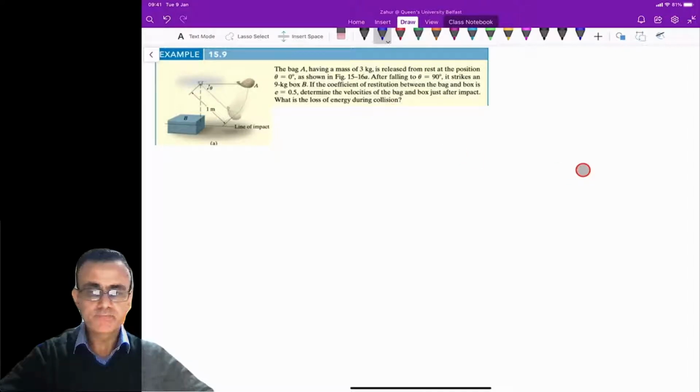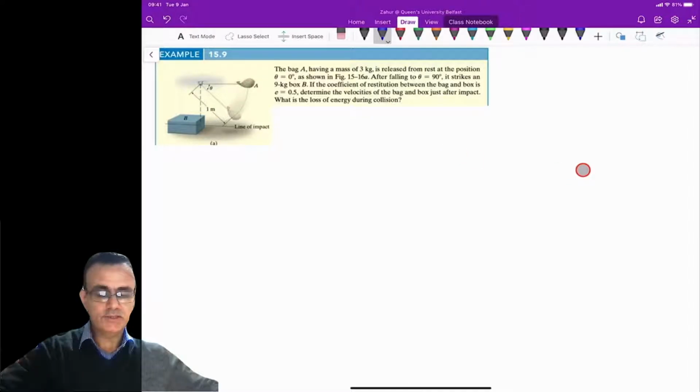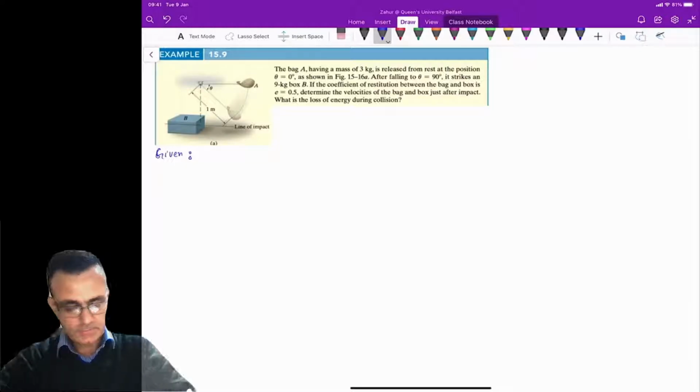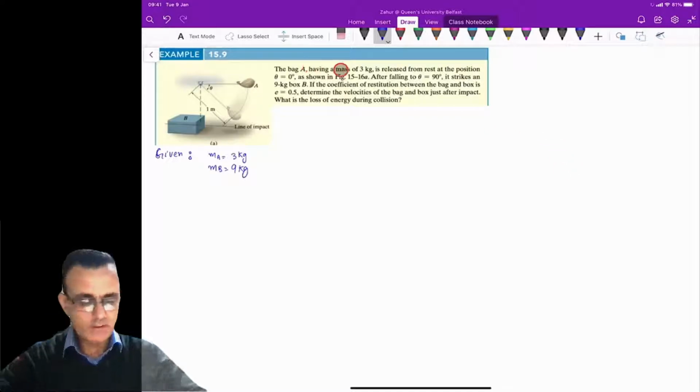So in this example, what you are given, if you consider this diagram here, you are given the mass of A, which is 3 kilogram, the mass of B is given, which is 9 kilogram, and the 3 kilogram bag is released from rest.